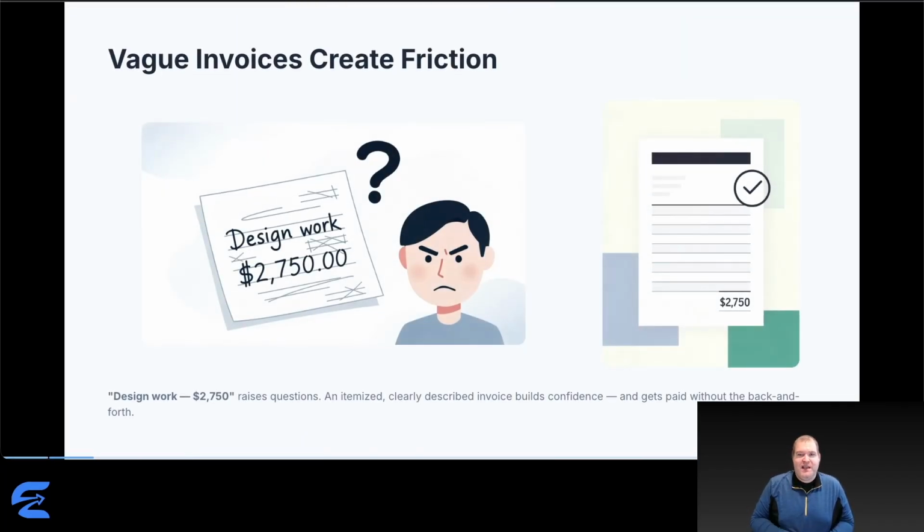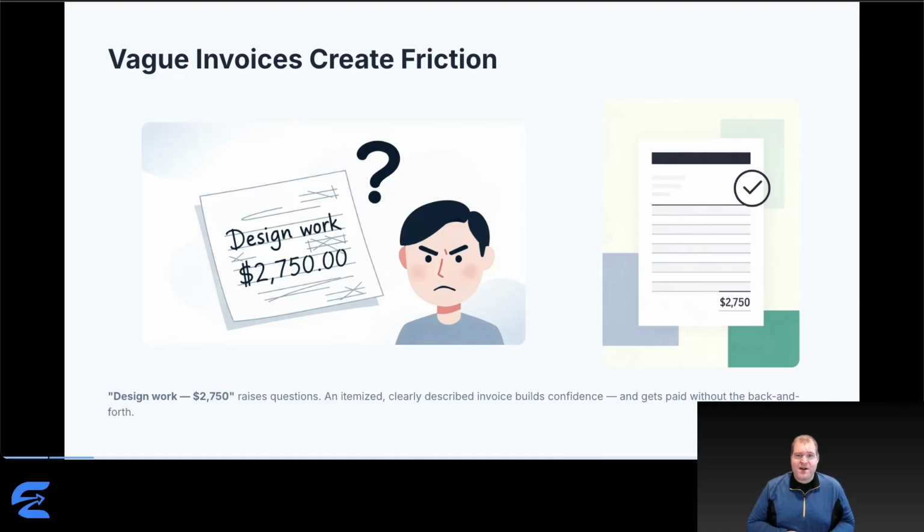Here's what most freelance invoices actually look like. Design work, $2,750. That's it. No breakdown, no context, no explanation of what the client is actually paying for. And the client, who isn't a designer, looks at that number and starts asking questions. Not because they don't trust you, but because they genuinely don't know what the $2,750 bought them. What pages were built? What does design work actually include? Were revisions part of this or extra?